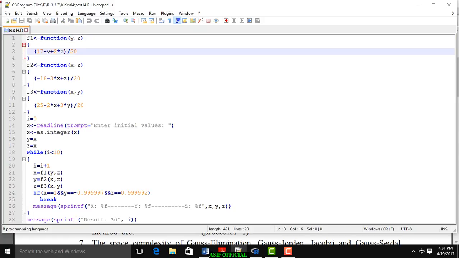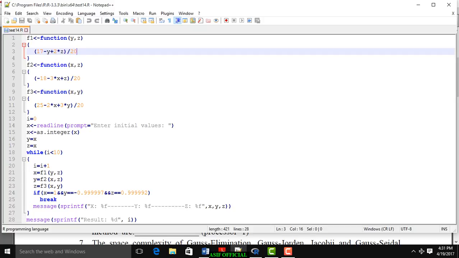As we can see, the function f1 of y, z is 17 minus (y plus 2 multiplied by z) in the whole bracket, divided by 20. The function f2 of x, z is 18 minus (3 multiplied by x plus z) divided by 20, and the function f3 of x, y is 25 minus (2 multiplied by x plus 3 into y) divided by 20.